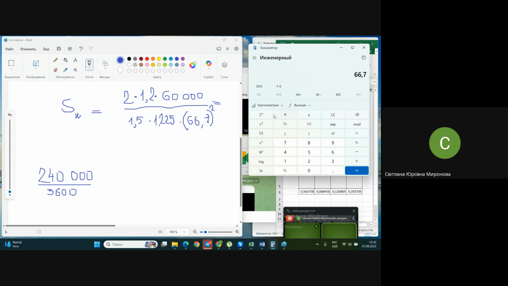66.7 squared, multiplied by 1.2225, multiplied by 1.5, and it has got some value. Let's copy this value. And now we need to divide 2 multiplied by 1.2 multiplied by 60,000, 60 tons, 60,000 kilograms, divided by the values that we have calculated previously.